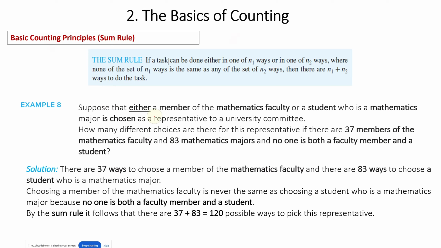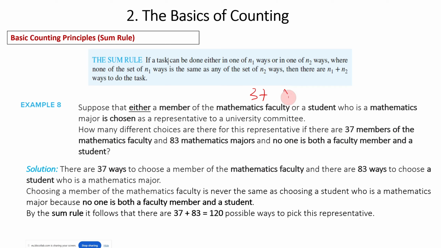As an example, suppose each member of the mathematics faculty or each student who is a mathematics major can be chosen as a representative of the university committee. How many different choices are there for this representative if there are 37 members of the mathematics faculty and 83 mathematics major students? So we have 37 faculty, and then we have 83. That's a weird 8.